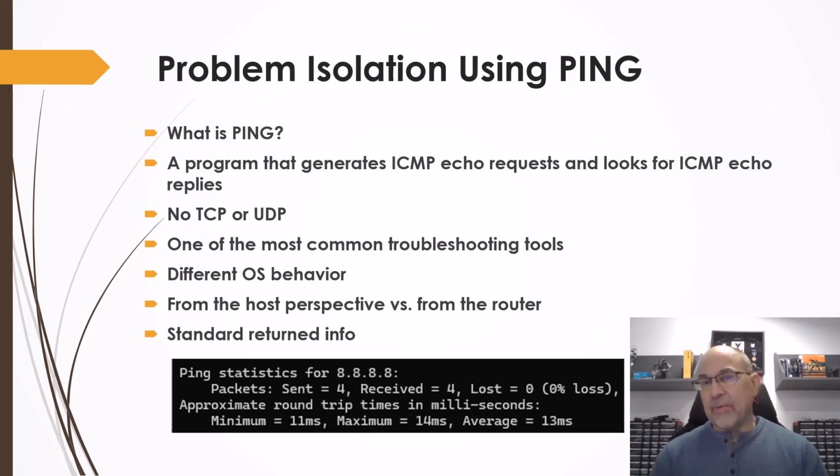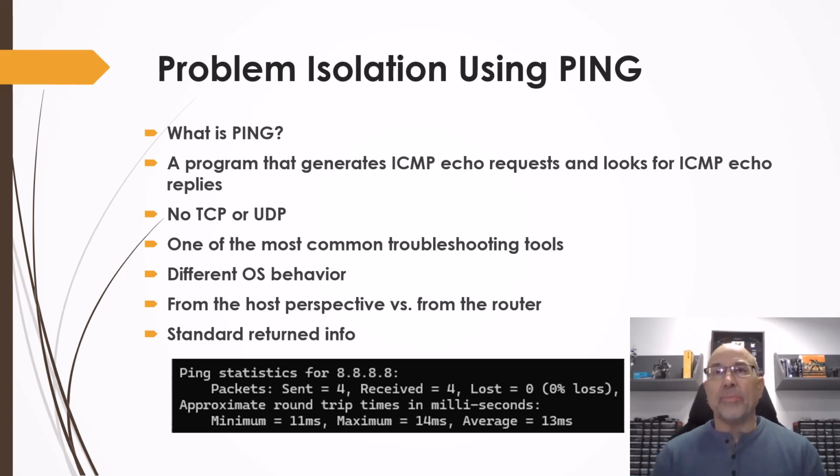Different OSs have different behaviors, and we'll take just a real quick look at that. But we just have to realize that when you're on Linux, that behaves different than on Windows, which behaves different than on a Cisco device. Now, there is a difference between pinging from the host and pinging from the router, because the router, a lot of times, in addition to its different perspective on the network, might know some things that the host doesn't.